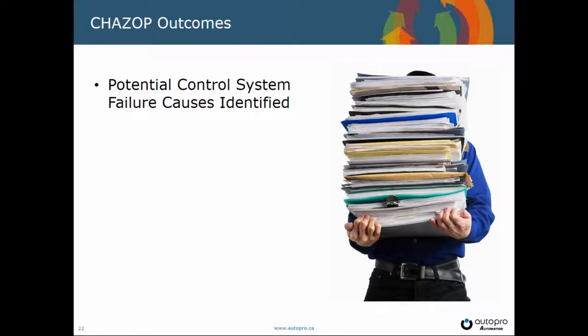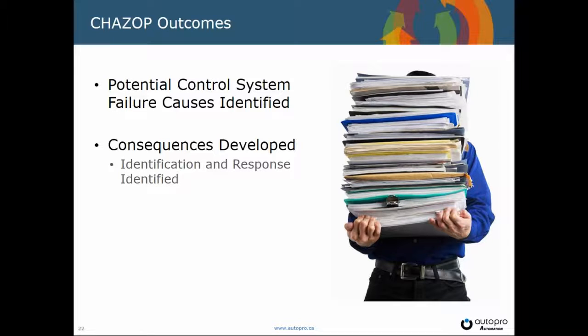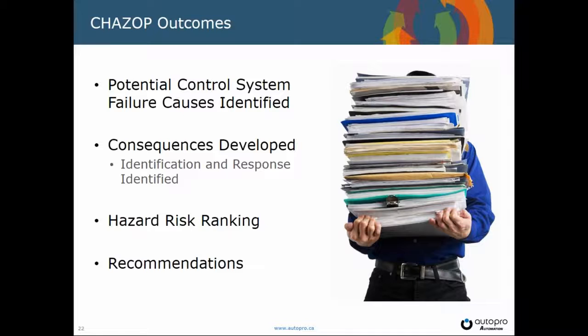So the CHAZOP outcomes, again, are very much similar to a HAZOP. We identify on the control system side the potential failures and causes of the failures. We develop and understand what the consequences are. We identify what a typical response would be, how to identify it, how to respond to it, how to get the process back up and running as quickly as we can. We also rank our hazards and develop recommendations as well. Again, very similar to what a HAZOP does.